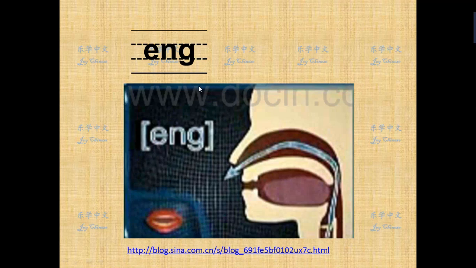The next one is eng. The same for the first one, you bring the airflow pass through your nose, but you put your tongue in the center of your mouth. Don't touch anywhere of your mouth. Put it in the middle, level. Say eng. I didn't find any English word that has something similar to this, but I believe if you locate your tongue at the right place, it's easy for you to pronounce this.